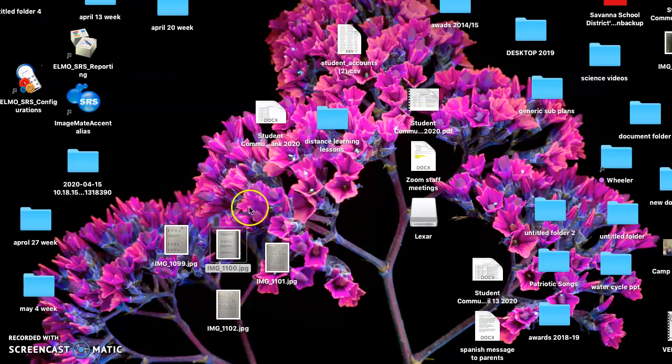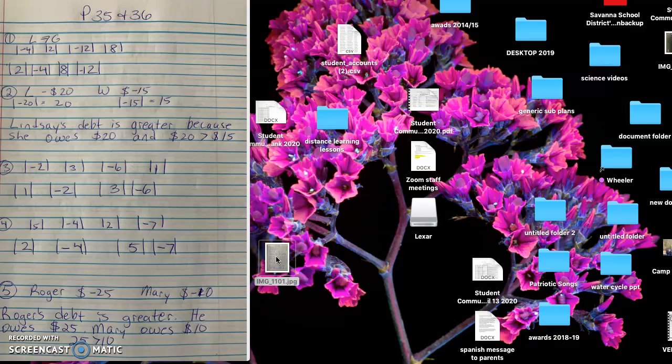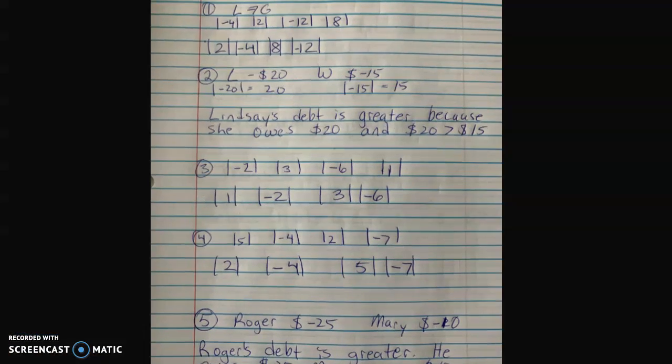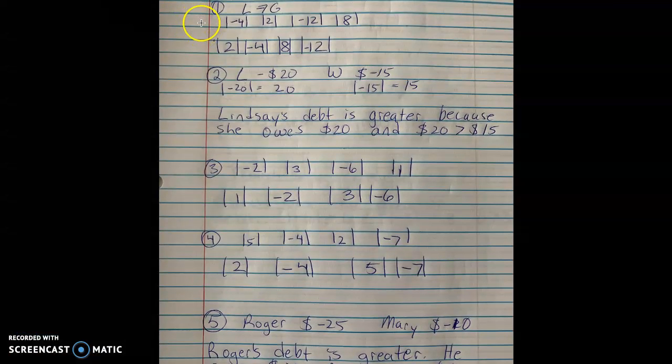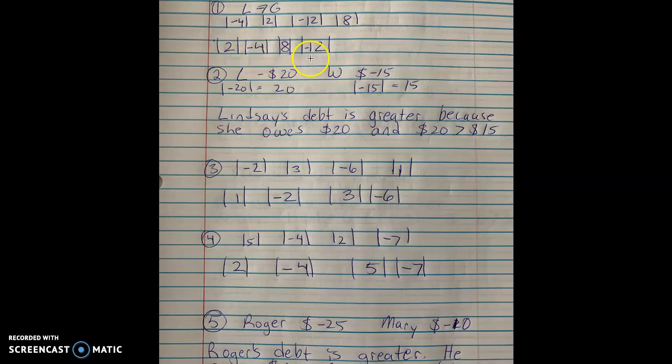Oh, nope. Let's go on to the answers and see how you did first. I forgot. Let's check it. Okay, question number 1. So I wrote the original numbers, then I put them in order from least to greatest, and then I wrote them back and put the negative signs and the absolute value signs.